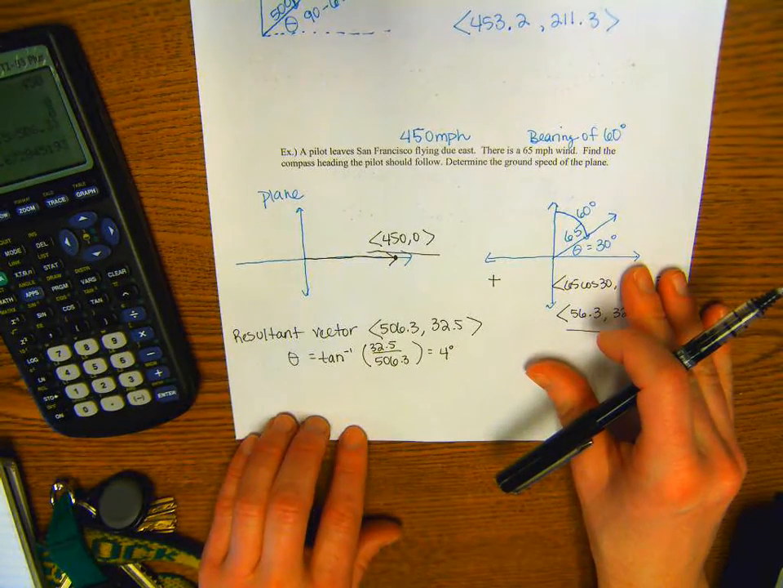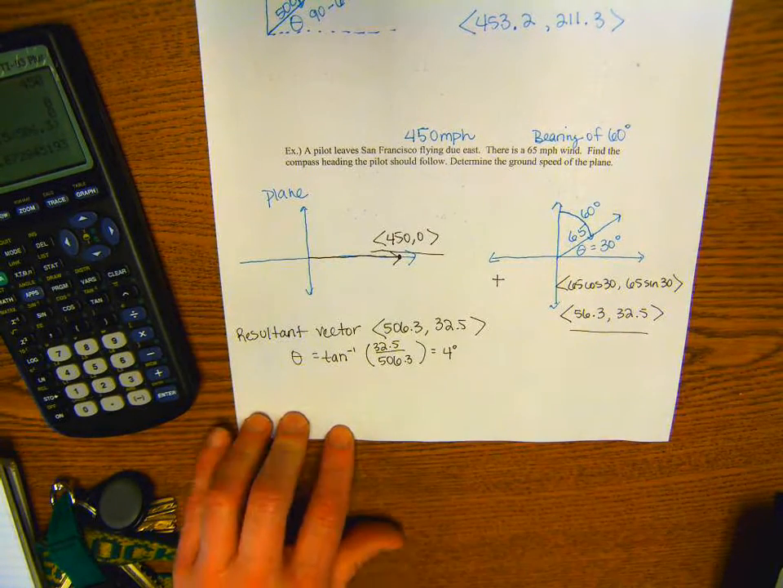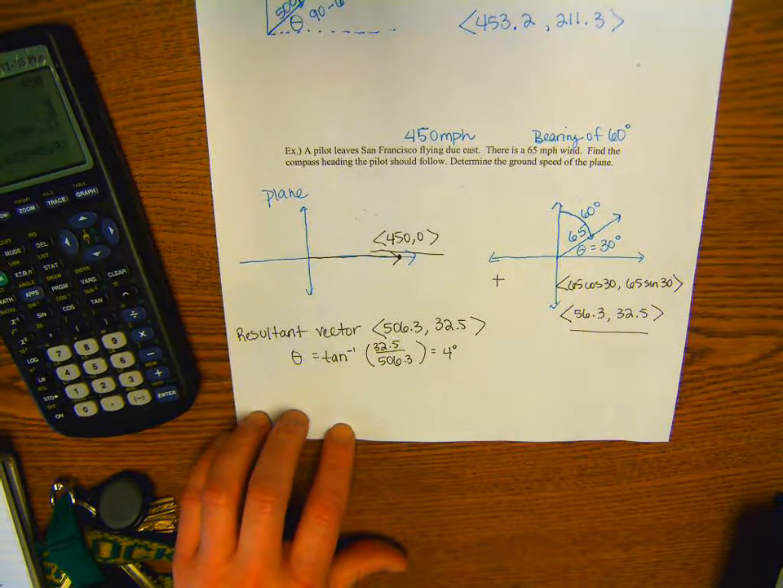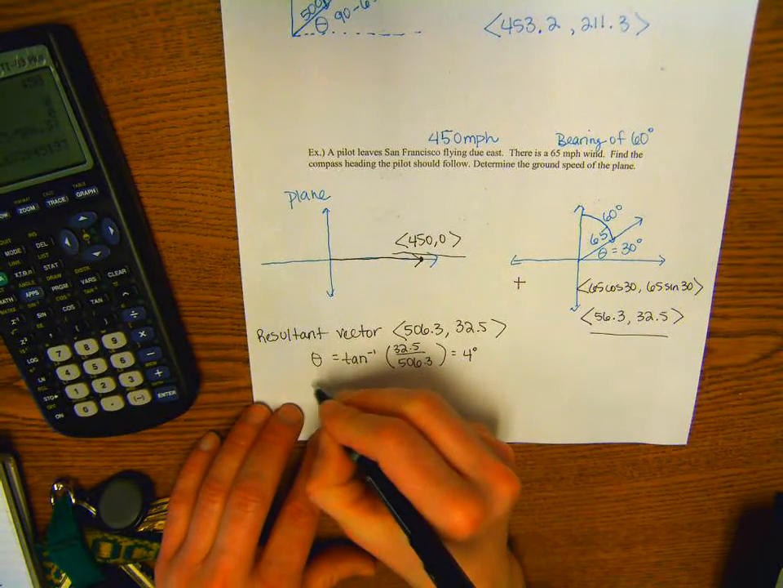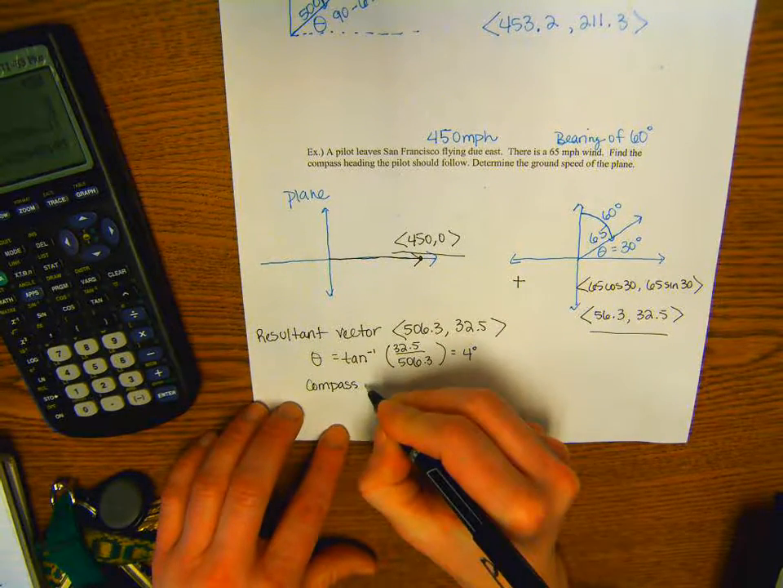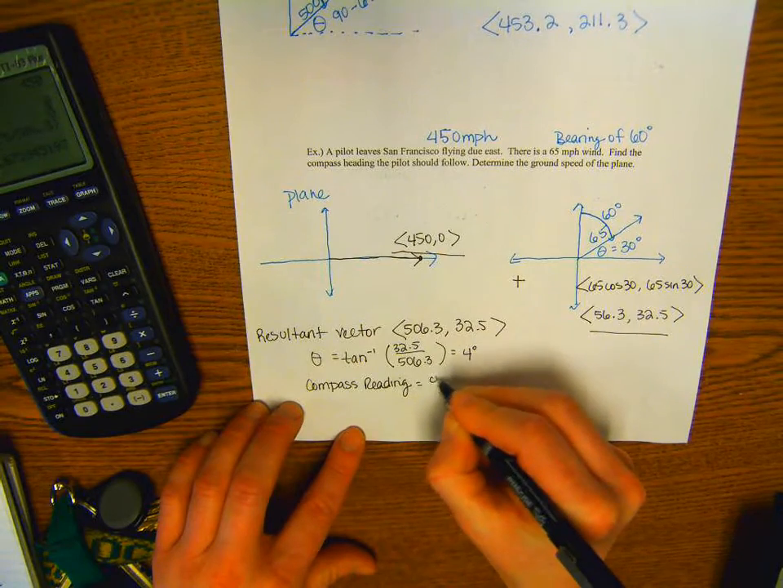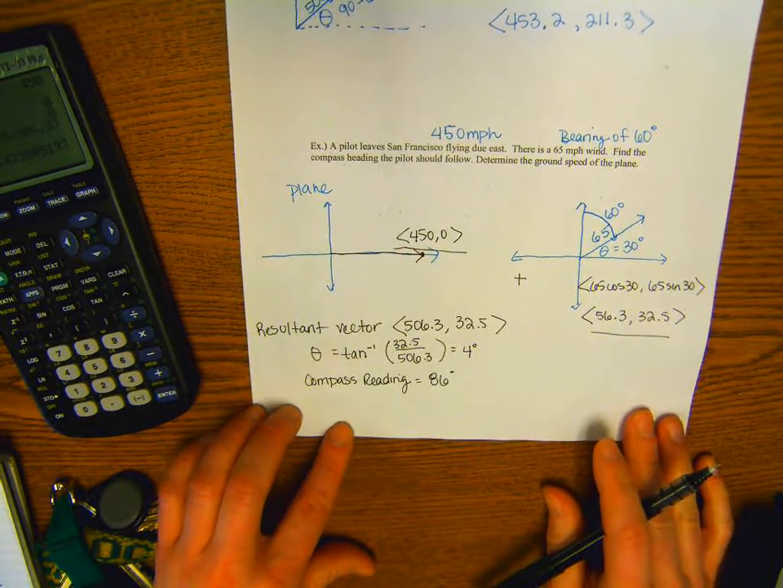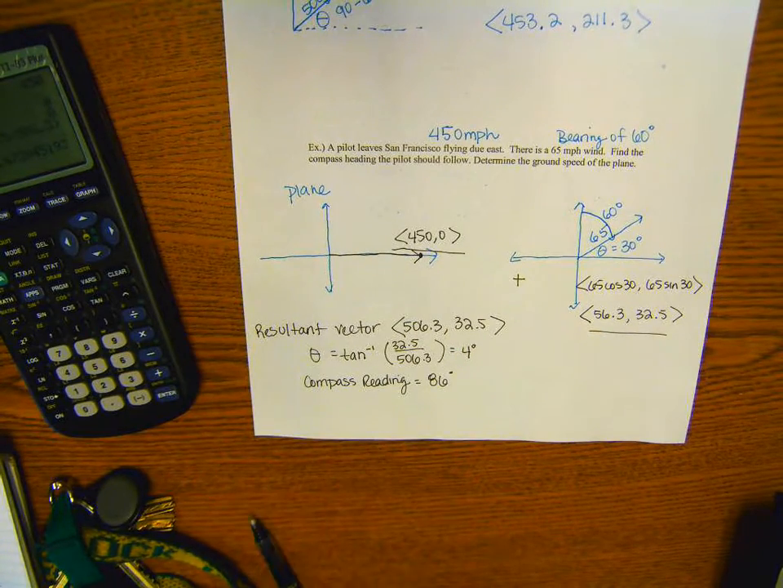Okay, so what would be the compass reading then? 86. The compass reading is the bearing. The compass reading would be 86 degrees. Good. So that was one of the things I asked you to find.